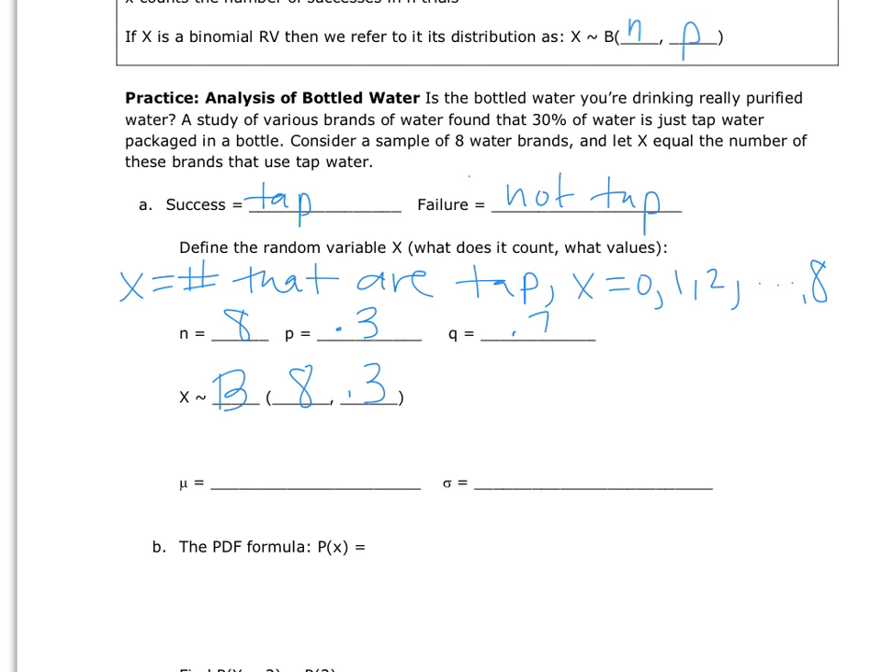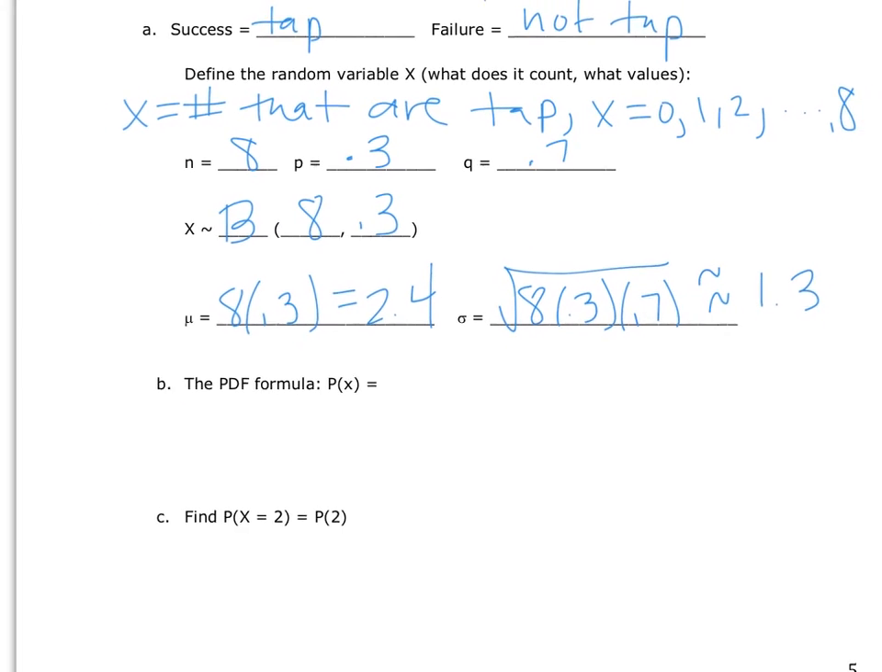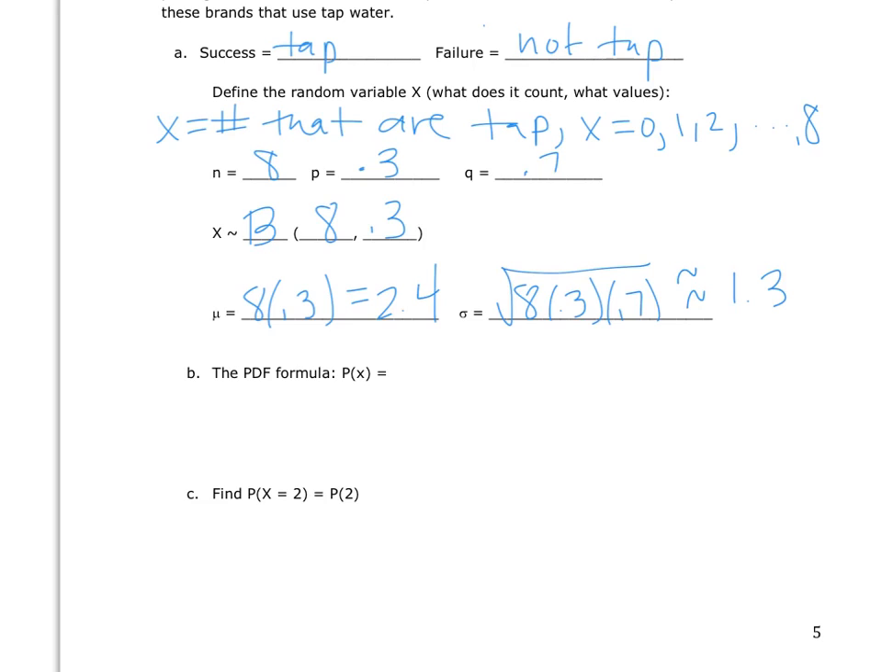We can calculate the mean. Multiplying 8 and 0.3, we get 2.4. And the standard deviation is the square root of 8 times 0.3 times 0.7, which gives us approximately 1.3. Let's write down the PDF formula for this particular binomial.